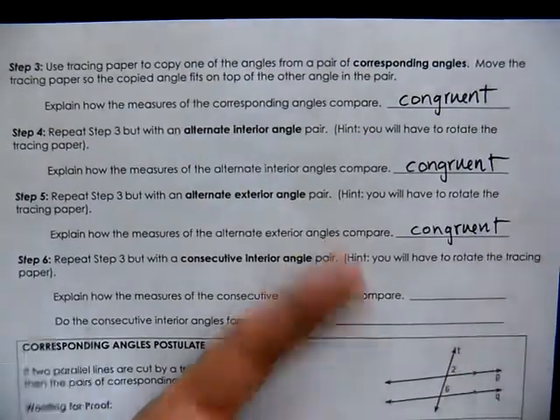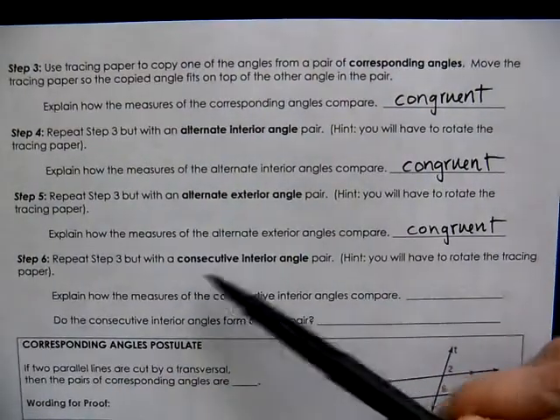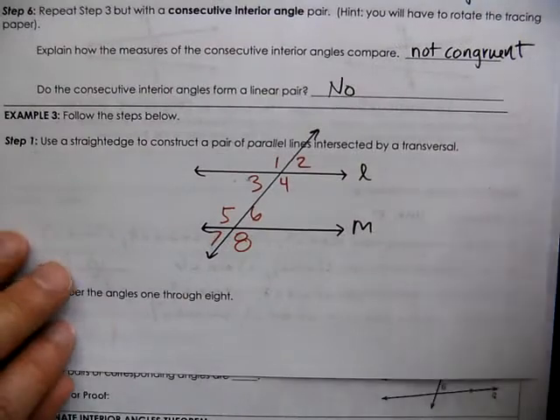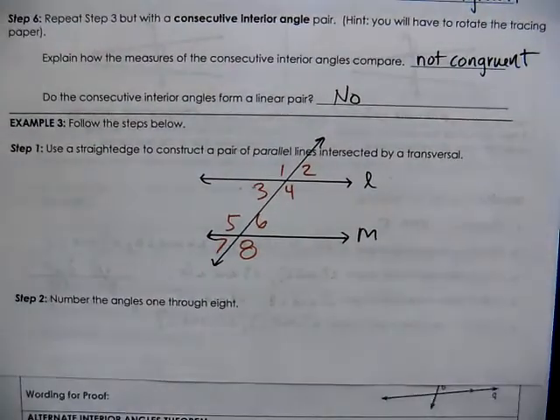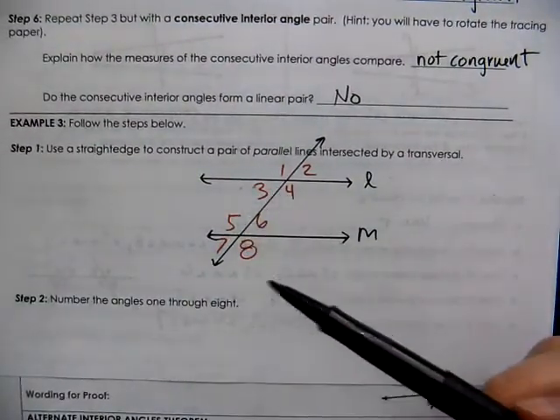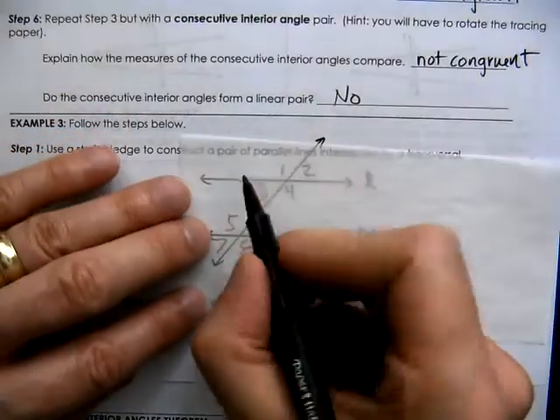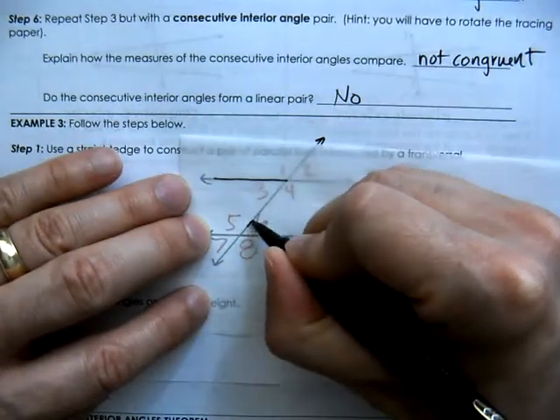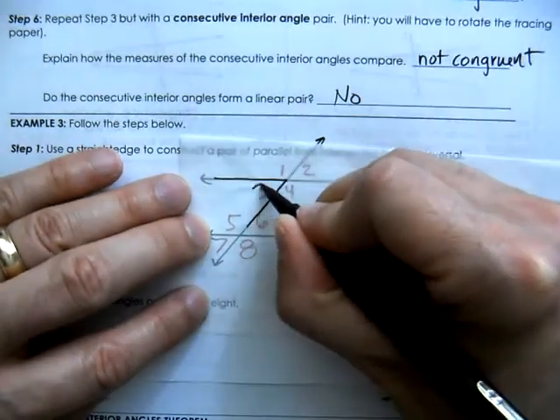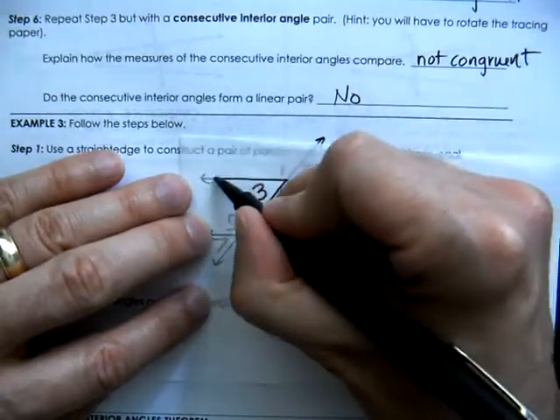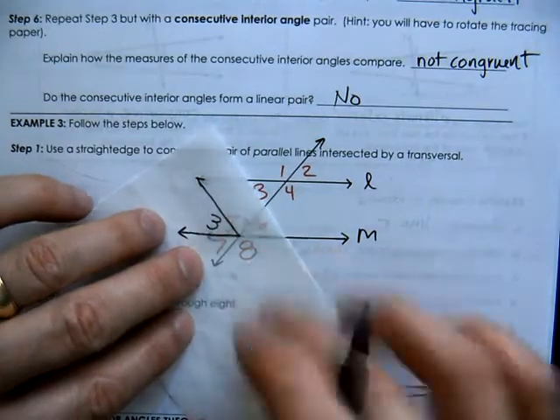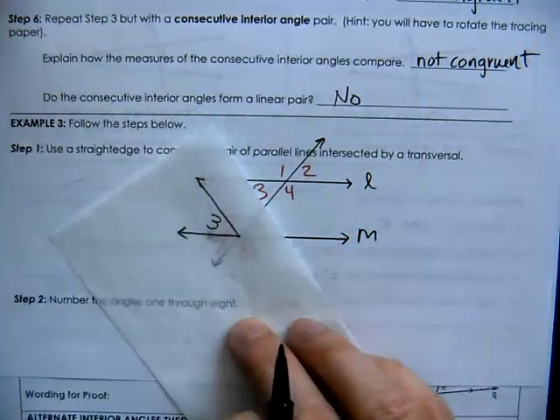Alright, so we've compared 3 out of the 4. Here's the 4th one. Now let's look at the consecutive interior pair. And so again, I have to go back to the diagram on the previous page. Let's find a pair of consecutive interior angles. So 3 and 5 are good ones. Let's look at those. Alright, so here's angle 3. We want to know, are they congruent? Alright, so again, we'll move it over here and line up the vertices, and you can see they are not congruent. So that's kind of interesting.